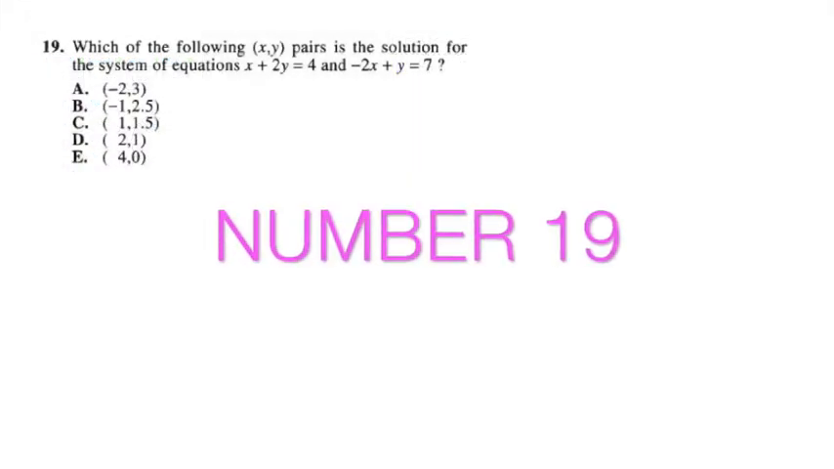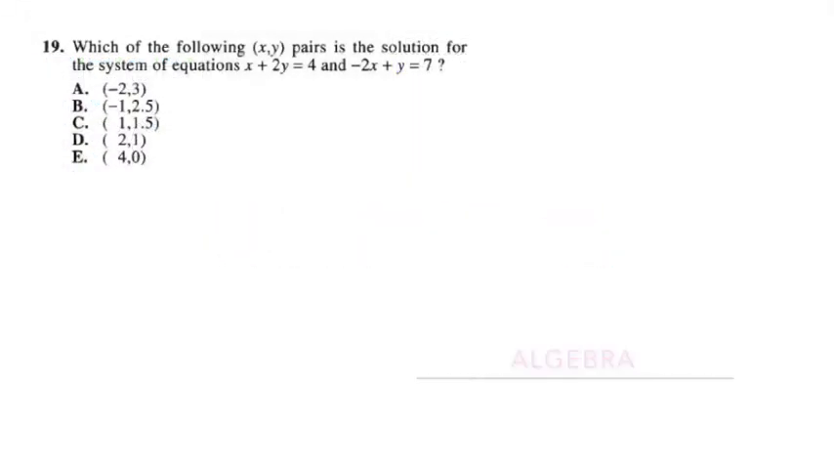Number 19 is an algebra question, and we're working with systems of equations. Which of the following xy pairs is the solution for the system of equations x plus 2y equals 4 and negative 2x plus y equals 7? We can tackle this question in a variety of ways.